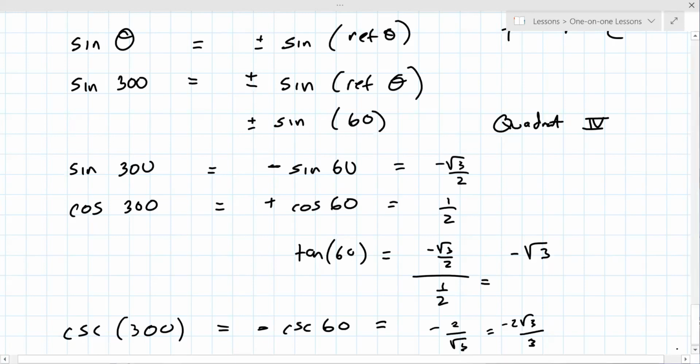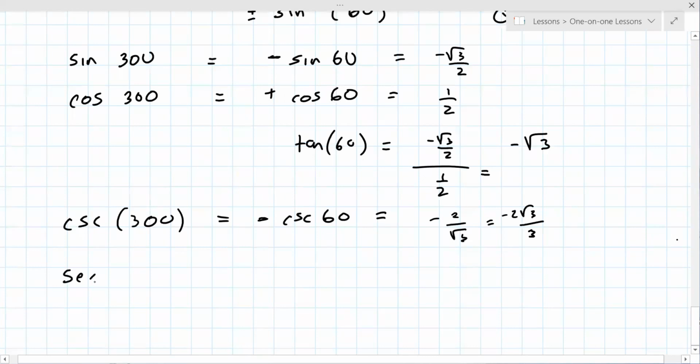And we got to do the same thing for secant. Oh, okay. So we're trying to find the secant of 300. That is like finding the secant of 60. We know that cosine is positive, so secant is positive. It's the reciprocal of cosine, so it's 2 over 1 or just 2.